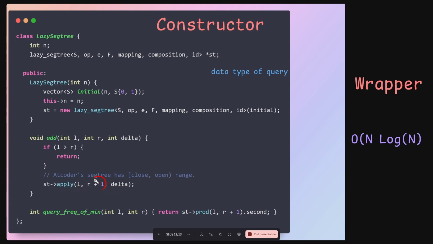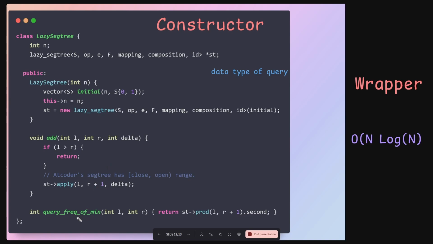However, I am adding a +1 over here, because be careful, the Atcoder library has a closed-open range. That is, just like STL has dot begin and dot end, and dot end should not be accessed, therefore it has L and R+1, where R+1 should not be accessed, which means R should be accessed, which is what we want.